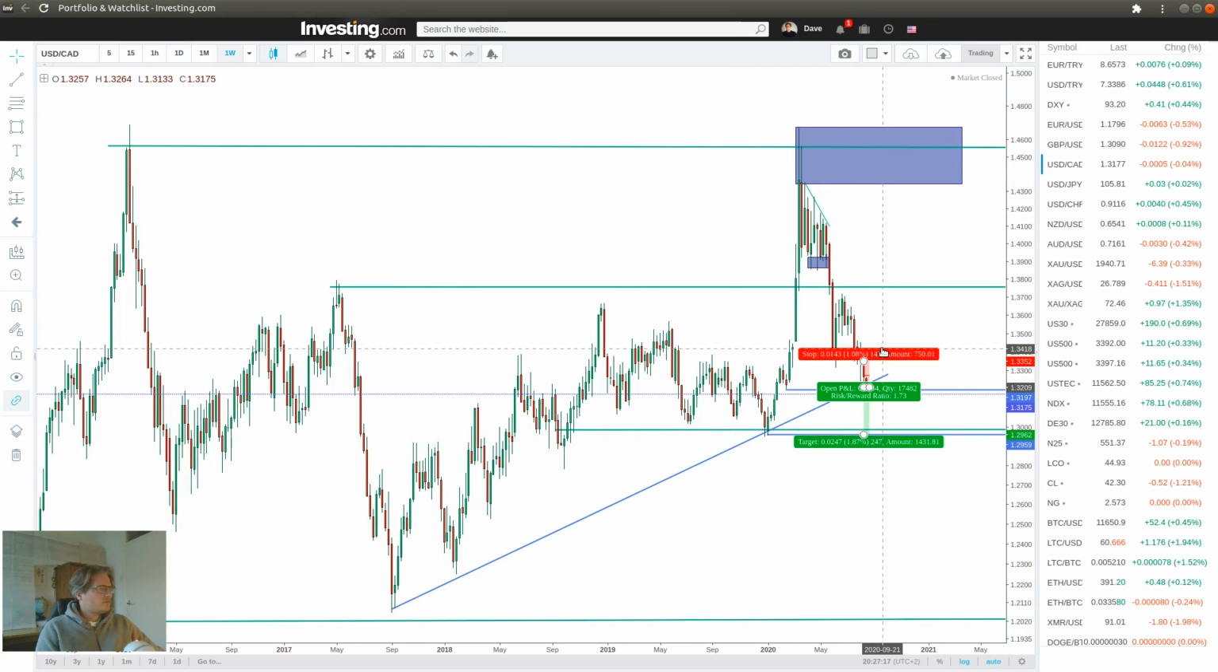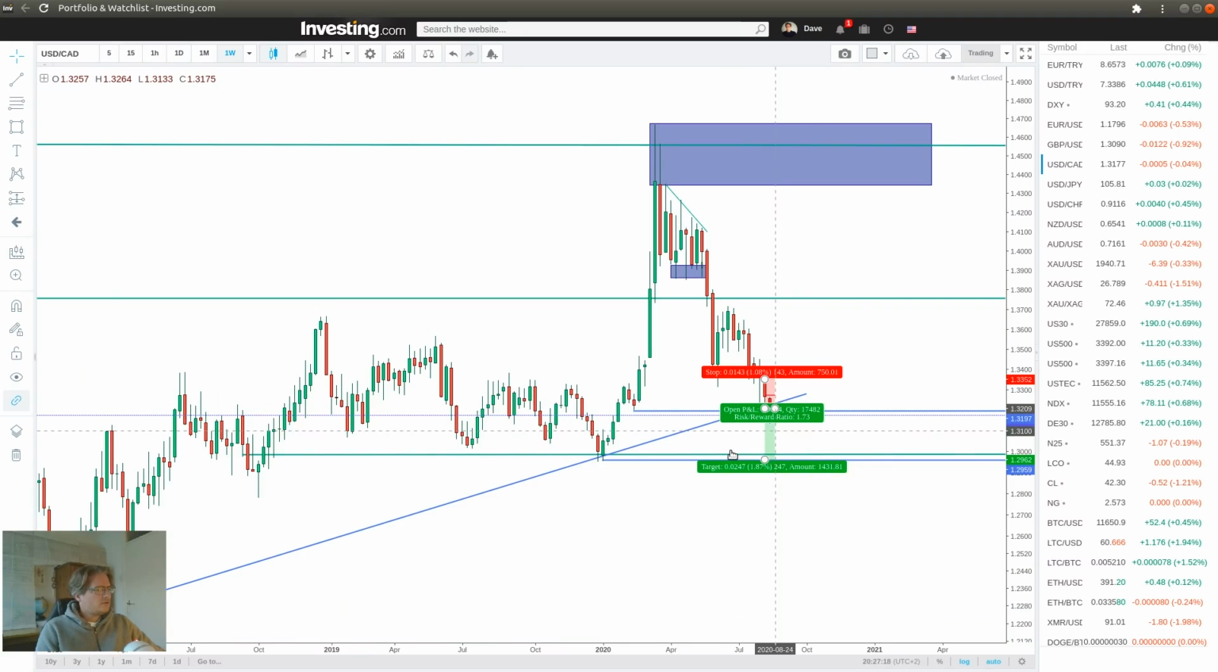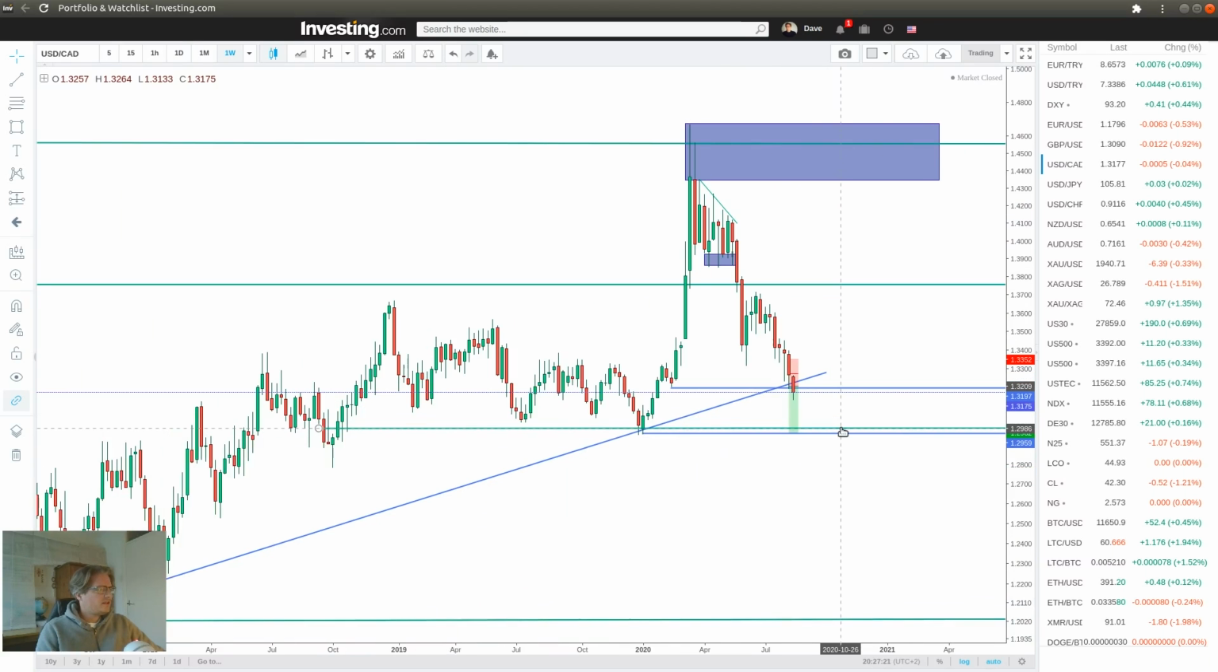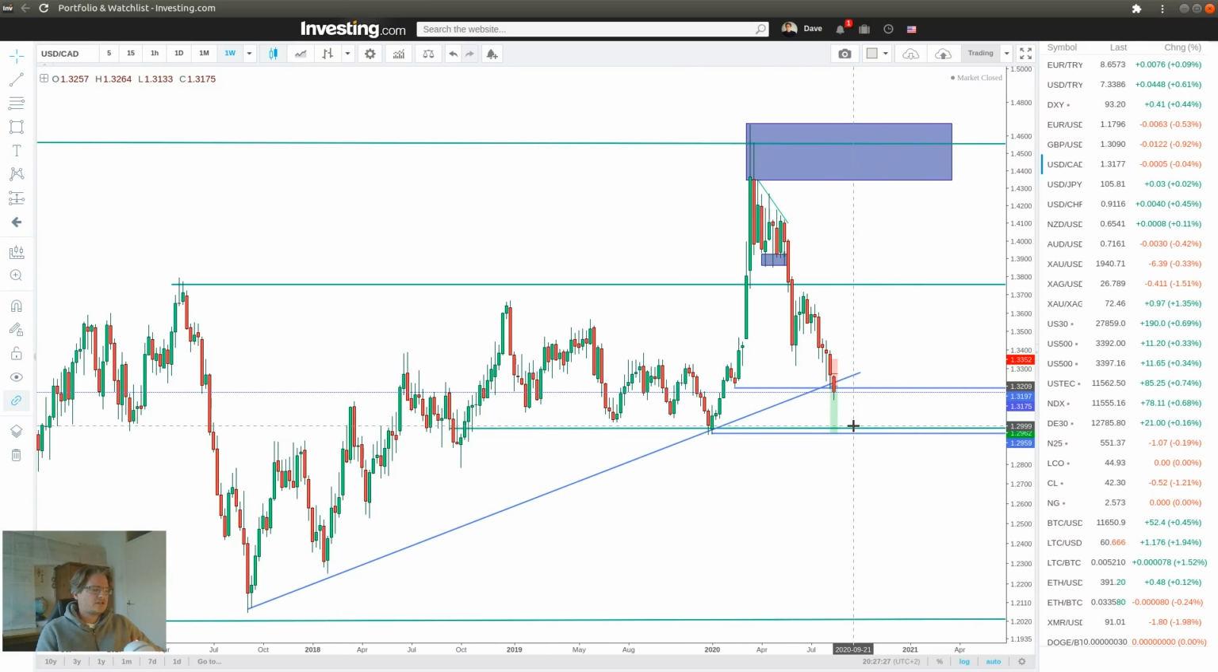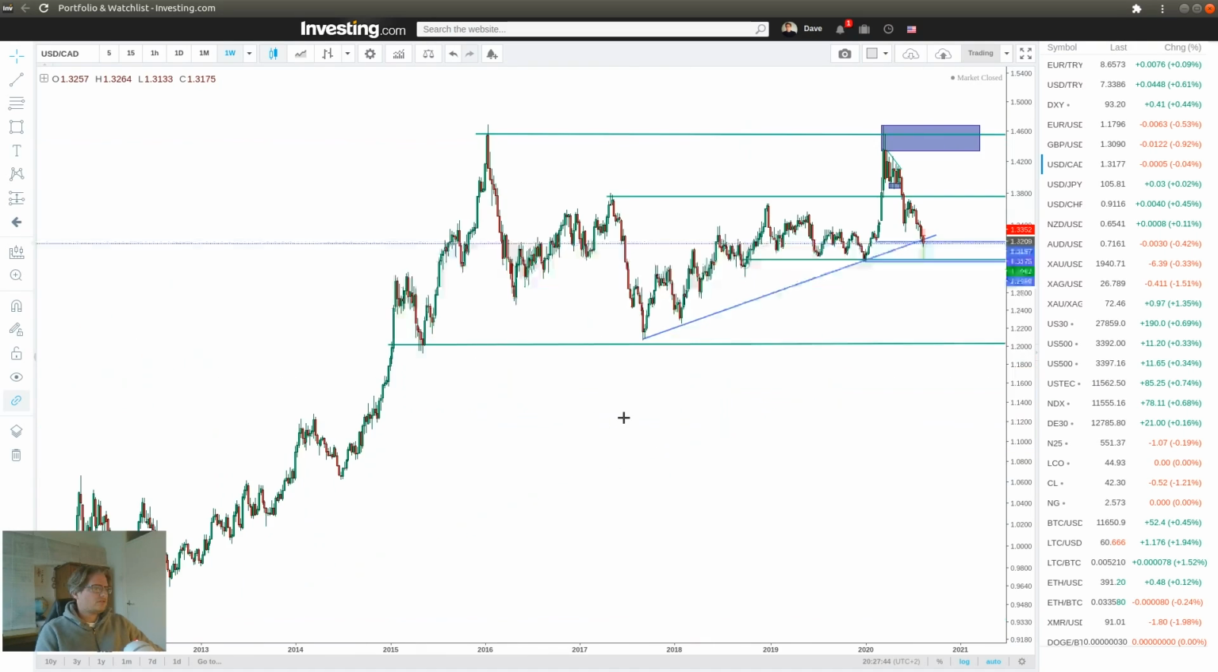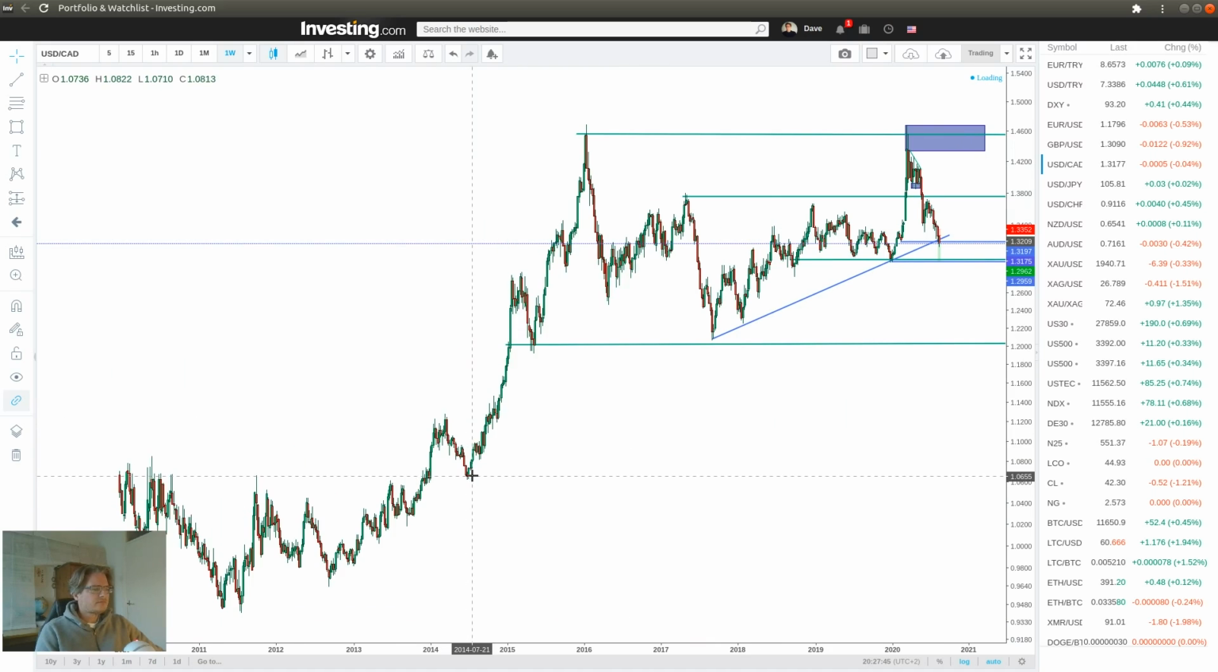Okay, so we are below this trend line. We've broken below it and we're holding below this swing low. So I think this one is okay. I think we will see some more downside for the US dollar CAD, and then when the price reaches this horizontal level, we might see a bounce higher again, and then resume the upward trend. So let's see.